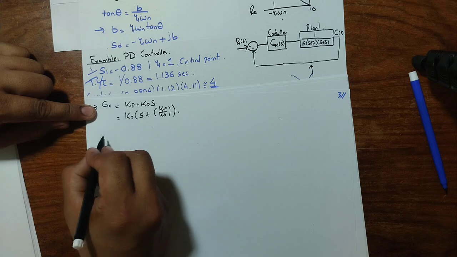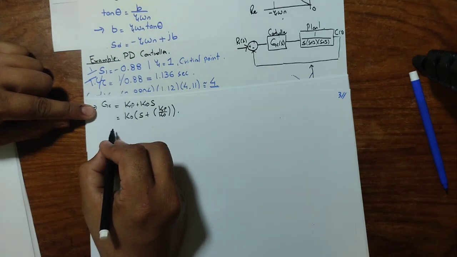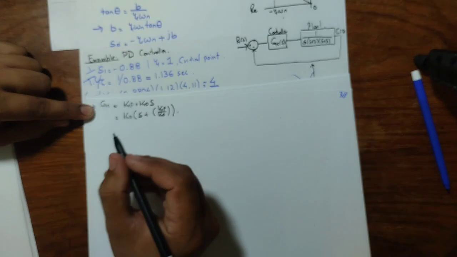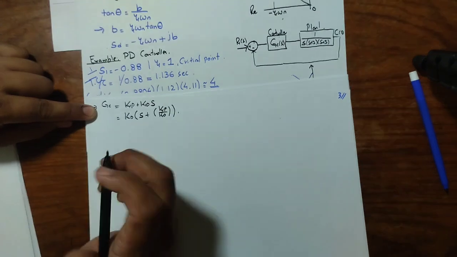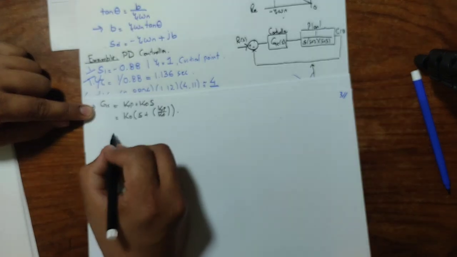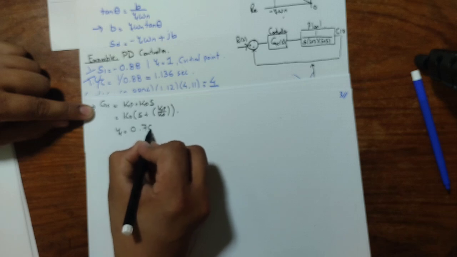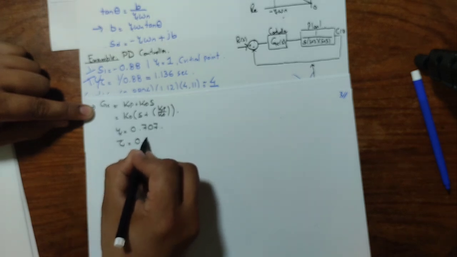And the design specification is that we have to arrange the dominant poles. Dominant poles are those poles that are near the j omega axis that play a critical role in the performance of the system. So the damping ratio should be equal to 0.707, and the time constant should be equal to 0.5 seconds.